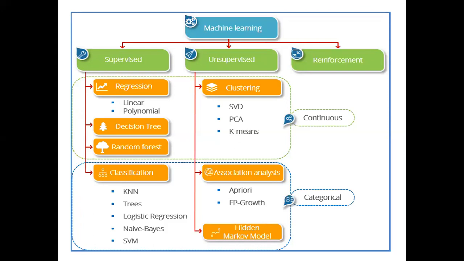Under unsupervised, you have clustering and a few algorithms, and association analysis and a few algorithms. And we have reinforcement, where you basically apply the agent concept. We'll see those three definitions separately, and then finally come back to the decision tree to understand it and then implement it with the help of Python.